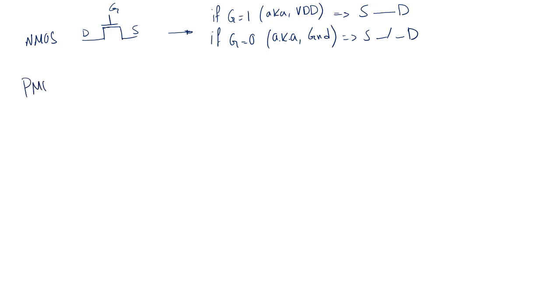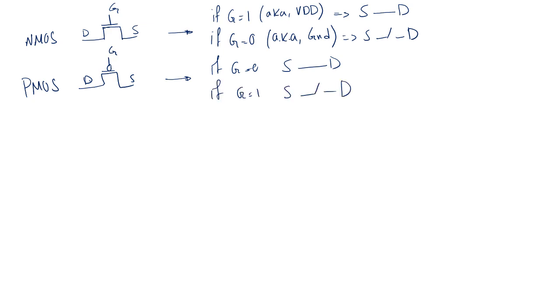Based on this, you can actually guess how the PMOS is going to be operating. So I'm going to have the same terminals: gate, source, and drain. And then if gate is 0, this time source and drain are actually connected. If gate is 1, source and drain are not connected. Okay? So it's as simple as that.